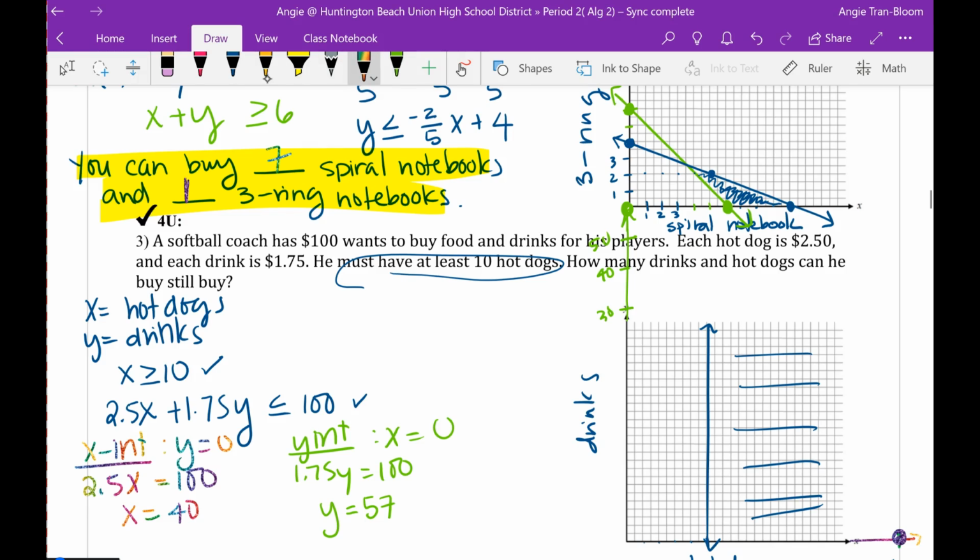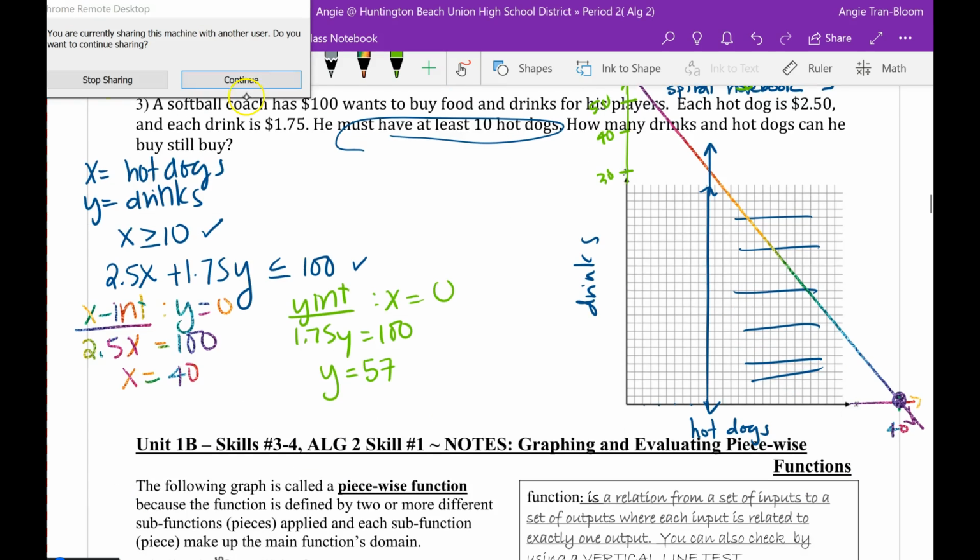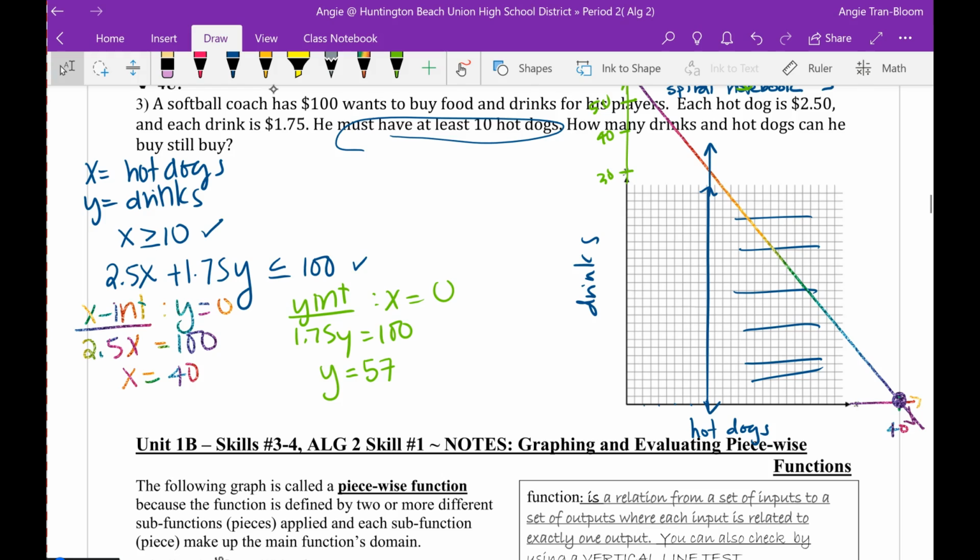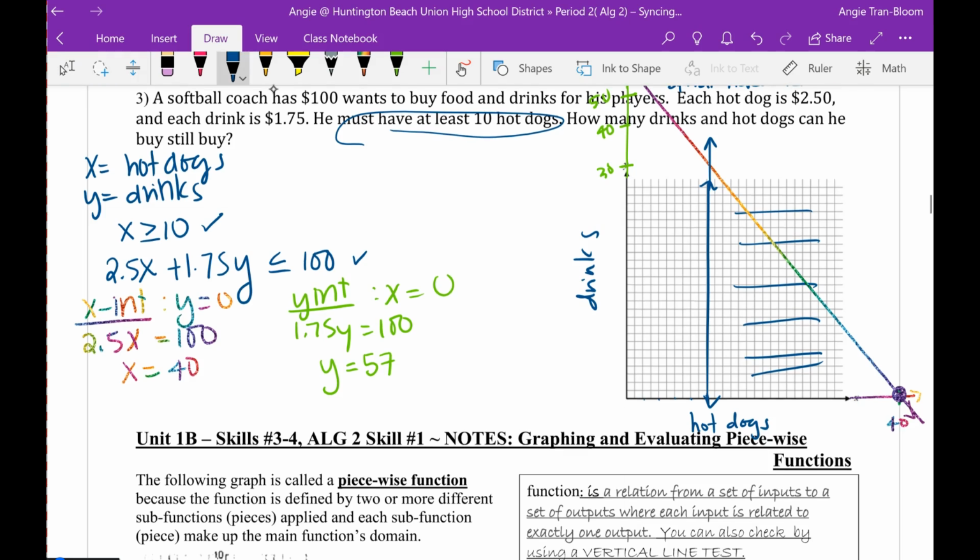Okay, so here we go. Shading. If you plug in 0, 0, true or false? Shade to the left because when you plug in 0, 0 for that line, true or false? True. So this is right here.